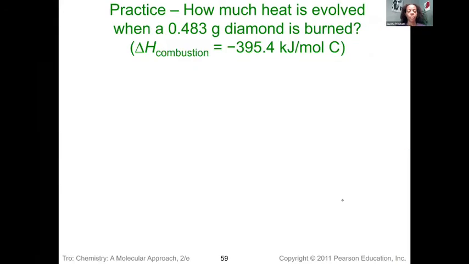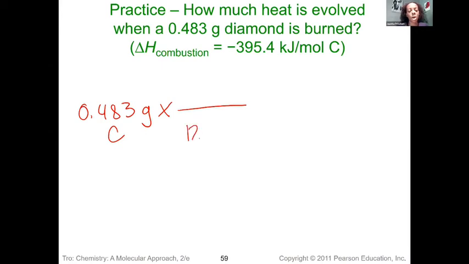Okay. And now we'll try another problem. It says, how much heat is evolved when 0.483 grams of diamond, which is just an allotrope of carbon, is burned? And so again, we have 0.483 grams of carbon. Our first objective is to get to moles like we've always done before. And so now we're going to use carbon's molar mass to get to moles.